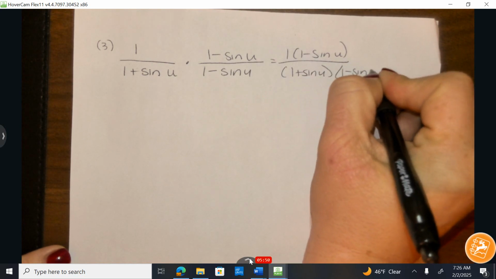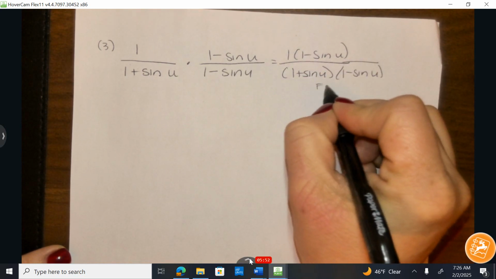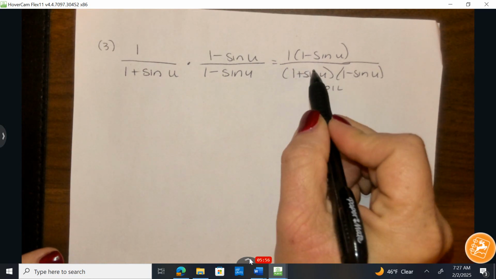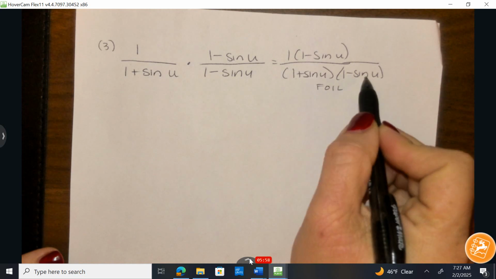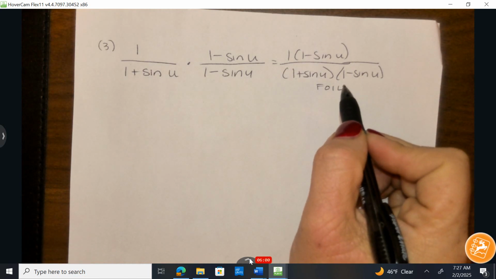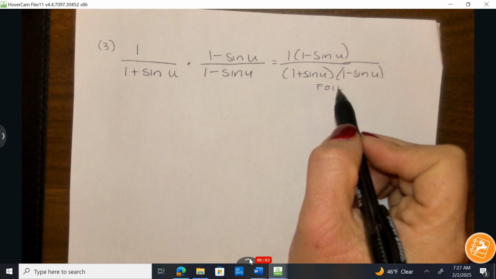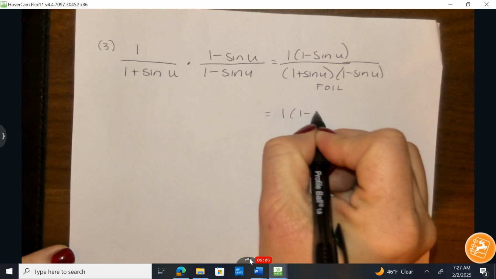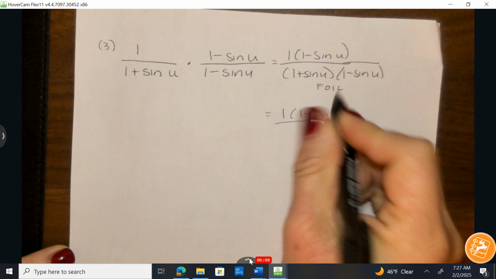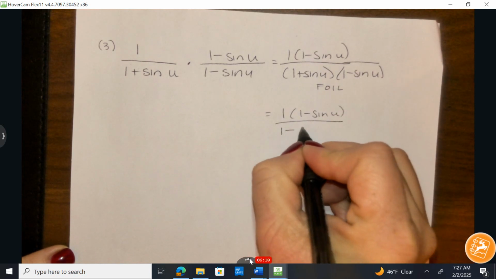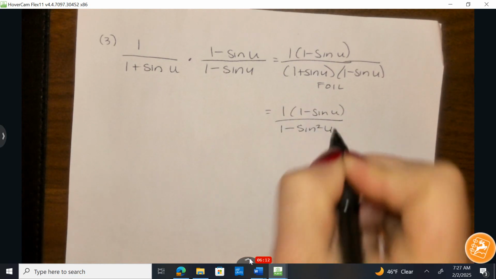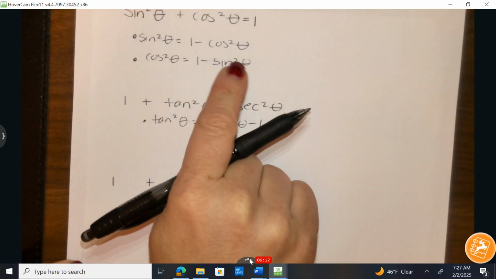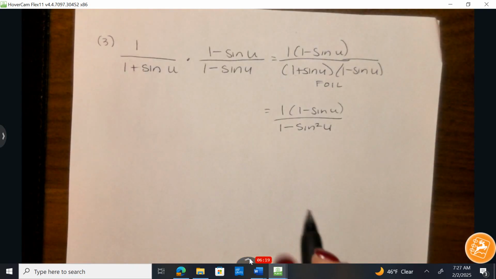But there's also a shortcut. When you FOIL the denominator, you only have to multiply the fronts and the lasts, because the insides and the outsides, when you're FOILing or distributing through, are going to cancel out as additive inverses. So I have 1 times 1 minus the sine of u in the numerator. On the bottom, I have 1 minus the sine squared u, and I recognize that 1 minus sine squared u is equivalent to cosine squared u.